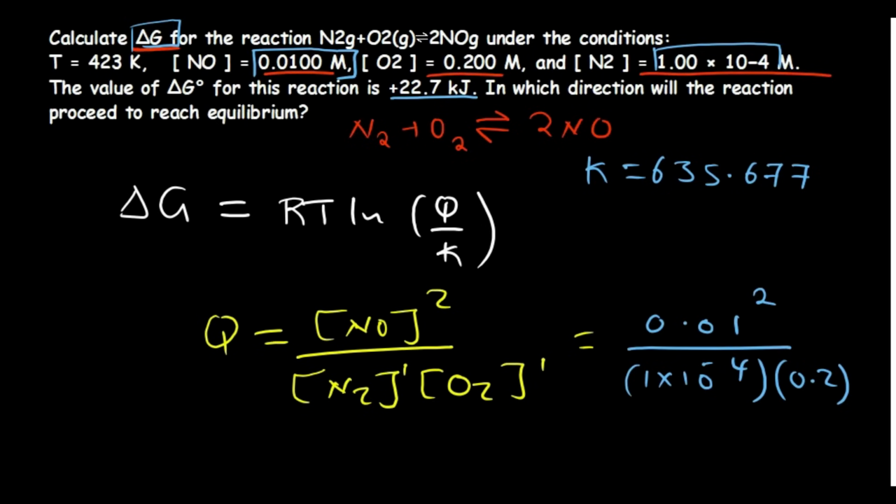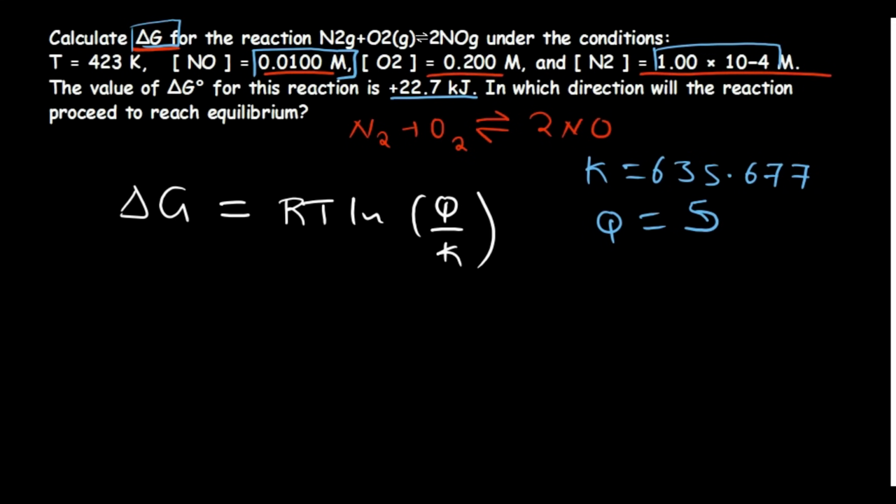I'm beginning with the denominator: 1 times 10 to the power negative 4, multiplied by 0.2, and then we divide the 0.01 squared by that. So here the value of Q is accurately determined to be 5. So Q is equal to 5. We have the value of K and Q, and we are ready now to substitute in the equation.